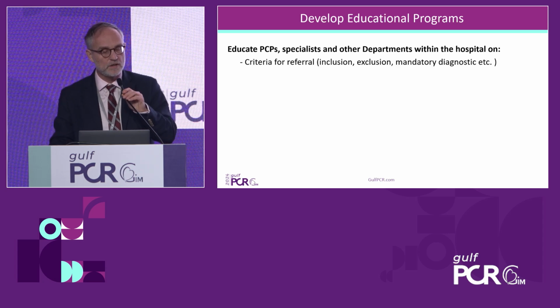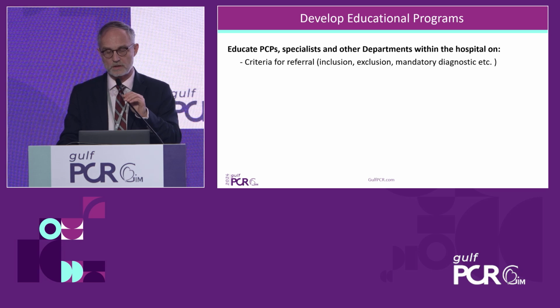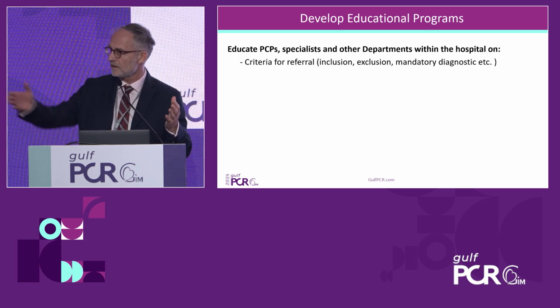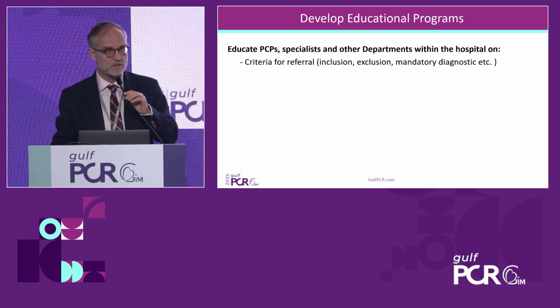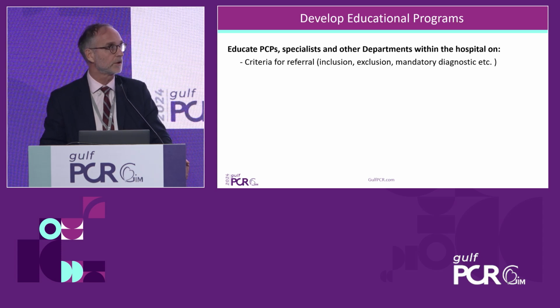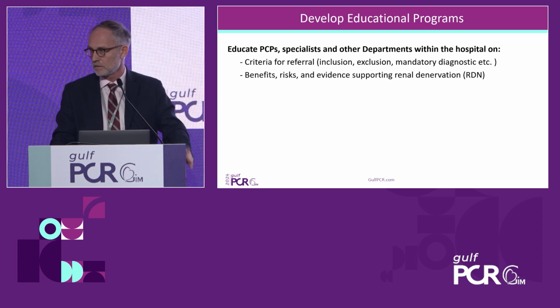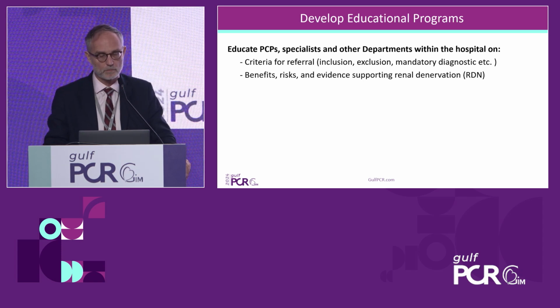How to do it? You need to have criteria for referral, inclusion and exclusion criteria, and a mandatory diagnostic workup. We had this before. Do we need to look for secondary causes? I think yes, not every secondary cause, but the ones which are relatively frequent. Then we have to discuss the benefits and risks and the evidence, what we did today, the evidence from scientific work to support renal denervation.